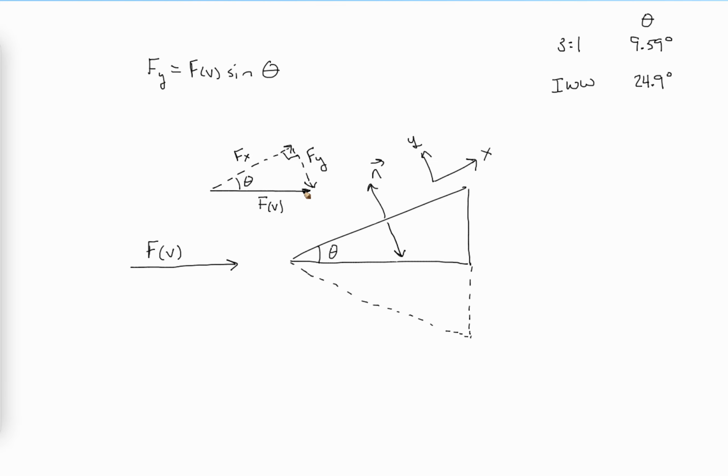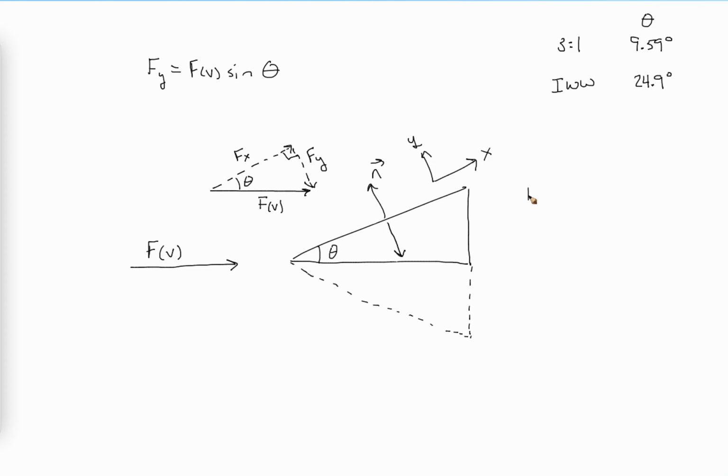Okay, so work through this yourself. The sine of the angle theta is going to be equal to the opposite, F_y, over the hypotenuse, F_v. We multiply both sides through by F_v to get that F_y is equal to F_v times the sine of theta. So what we're going to do is just plug these numbers in for these two different broadheads.